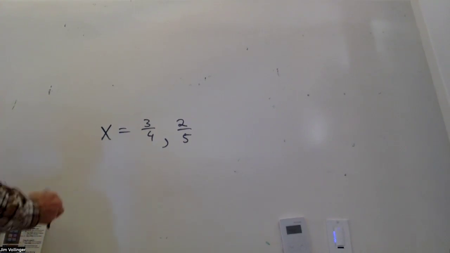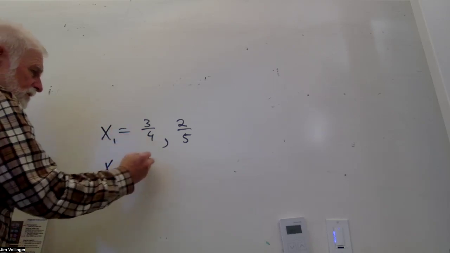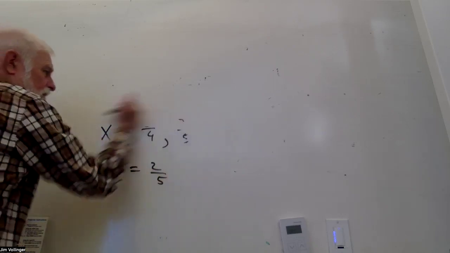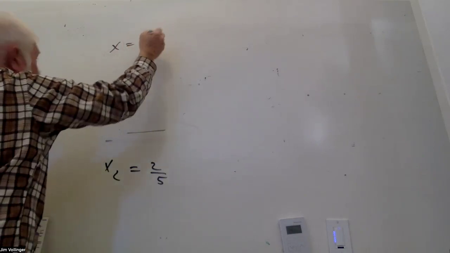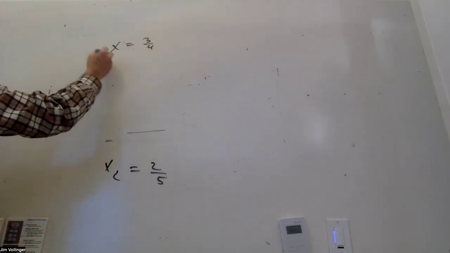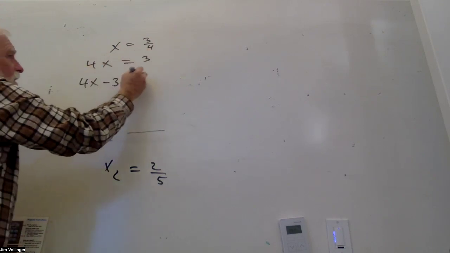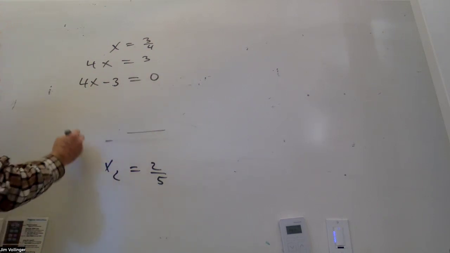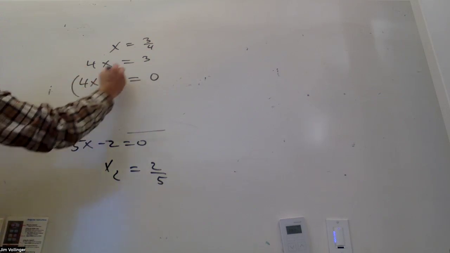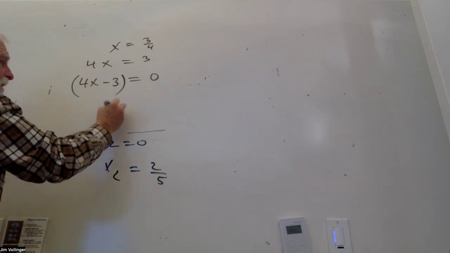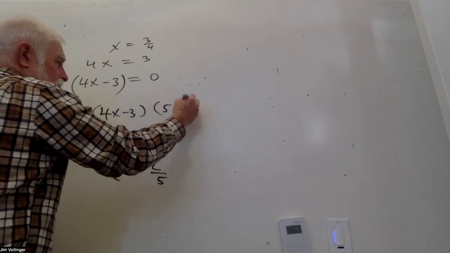So what we really have is we have 2 factors. One is equal to 3/4, the other is equal to 2/5. So let's move this 3/4 up here. And same technique, we want to get a 0, we multiply by 4, set it to 3. 4x minus 3 equals 0. Same thing with this, 5x minus 2 equals 0. How do I make it quadratic? Well, these are factors. So 4x minus 3 times 5x minus 2 equals 0.